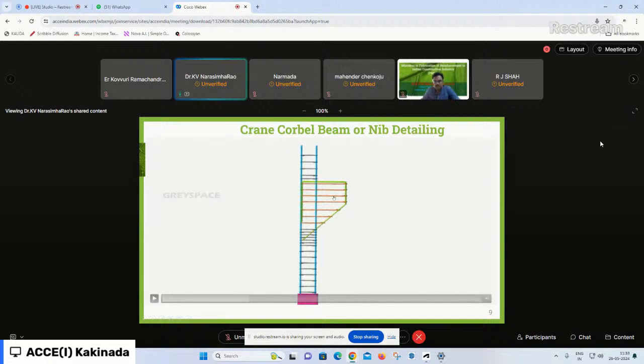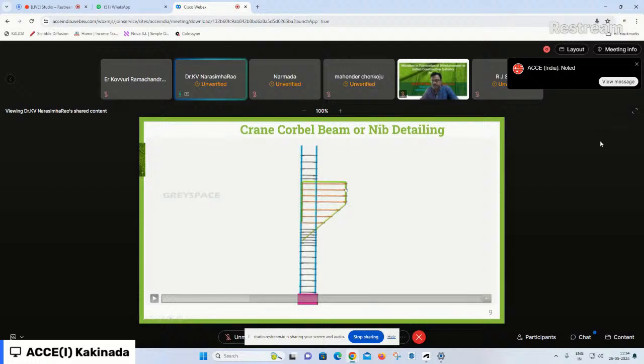We have to specify the number required, not a spacing. Generally, specifying spacing in the case of a corbel is a wrong detailing practice. We should specify a number: for example, three numbers of 8 mm two-legged stirrups or four-legged stirrups, or five numbers of 8 mm two-legged stirrups. They should be spaced within a distance of 2d by 3, that is 67% of this depth only. As shown here, these are the nominal set-ups that were provided.